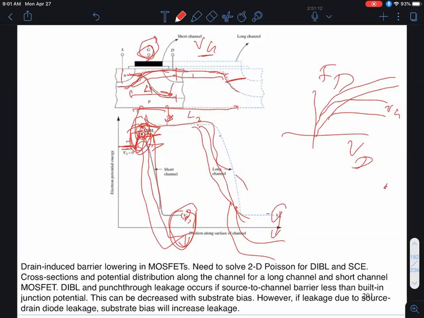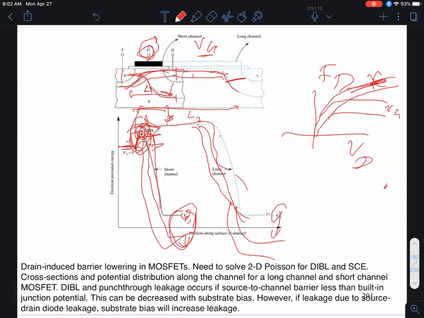In a well-designed transistor, you'd want that drain current to be controlled only by the input gate voltage and not by the drain voltage, which is the output voltage, because that would then reduce the output impedance by giving you a finite slope of ID versus VD, which is not something that you want, okay?